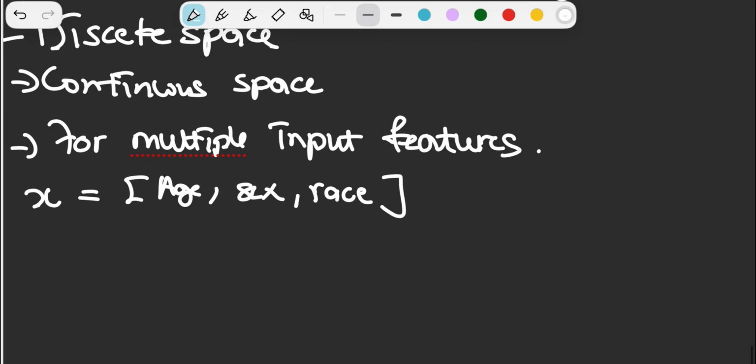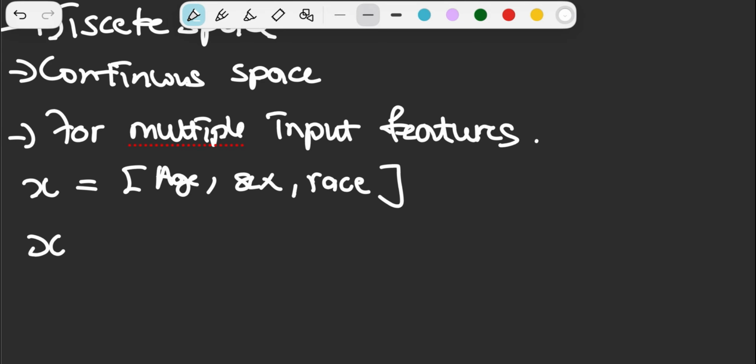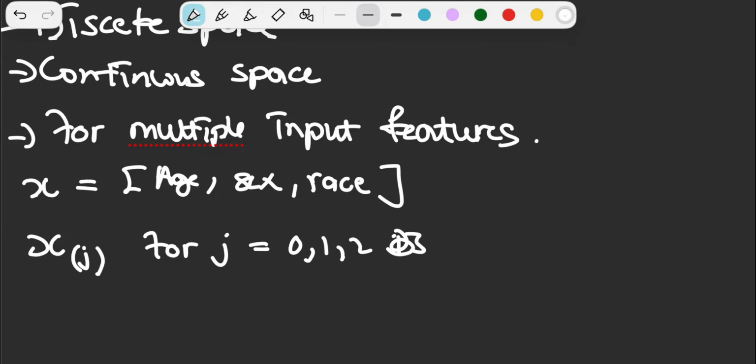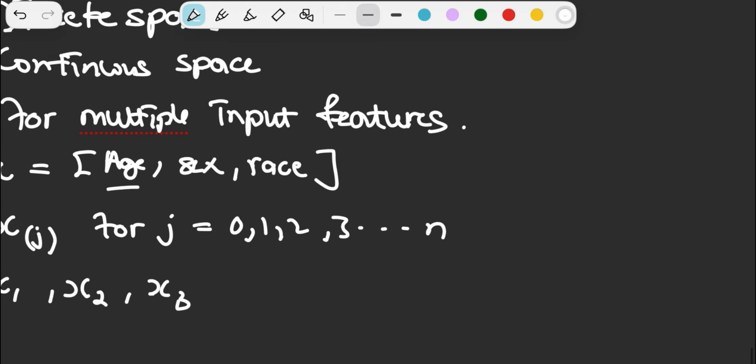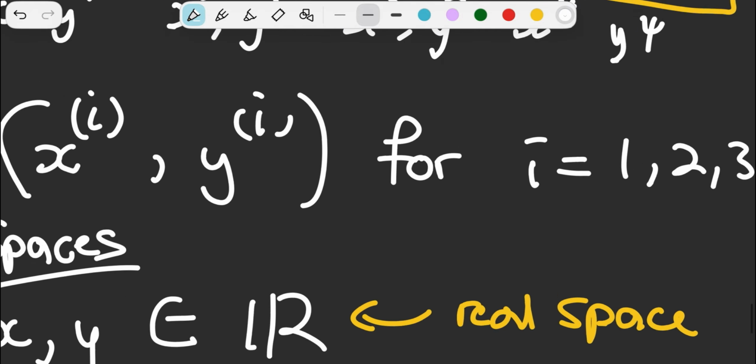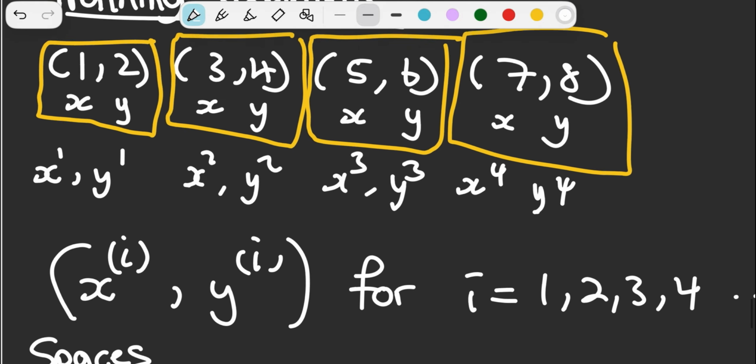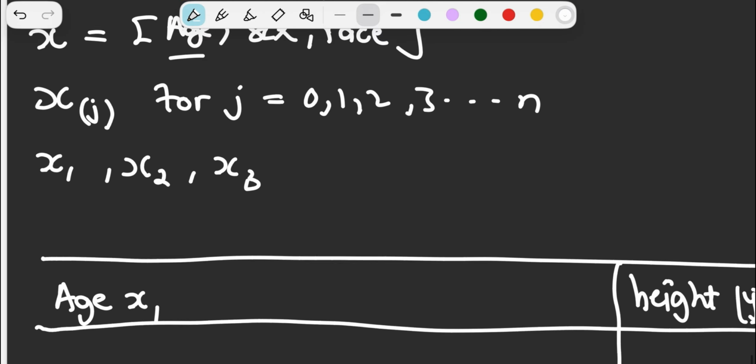For multiple input features, we basically denote them using xj, for j being a member of 0, 1, 2, 3, up until n. So what this means is that you can have x1 representing the first input feature, which can be age. You can have x2, we can have x3. So it's important to realize that we have this x to the power of i representing the training example, right?